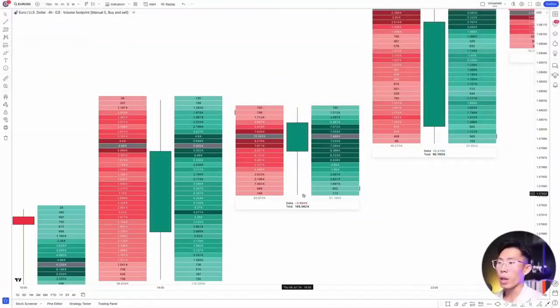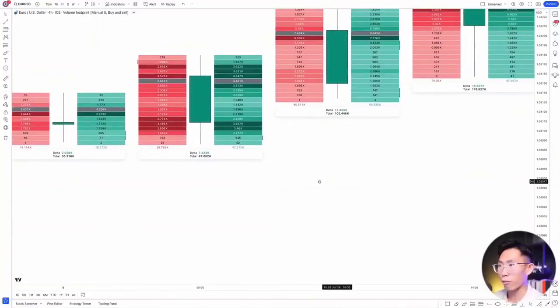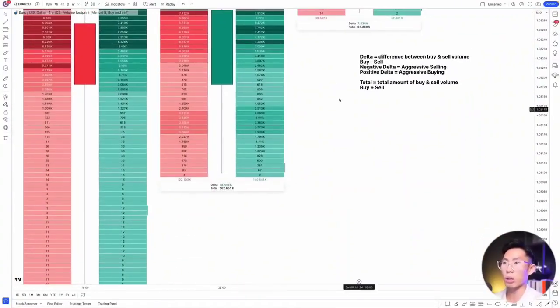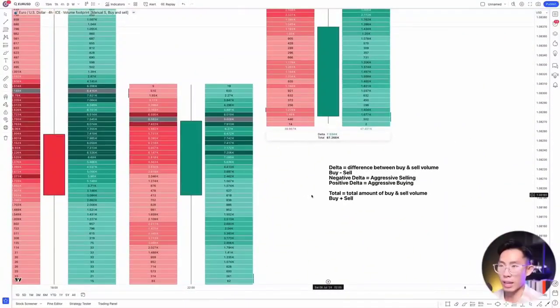For example, right here, even though the delta was negative, meaning there is a lot of aggressive selling going on here, the candlestick actually ended up bullish. It ended up being a bullish candlestick, which means the bulls are actually in control of price, even though there was a lot of selling. So that's one thing you have to be careful of. Don't just assume that because the delta is negative, sellers are in control, or just because the delta is positive, buyers are in control.